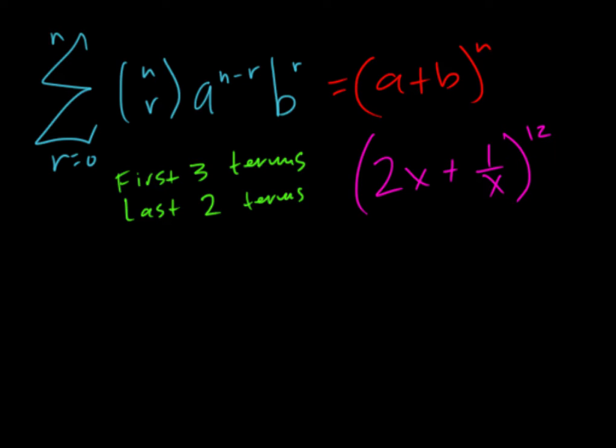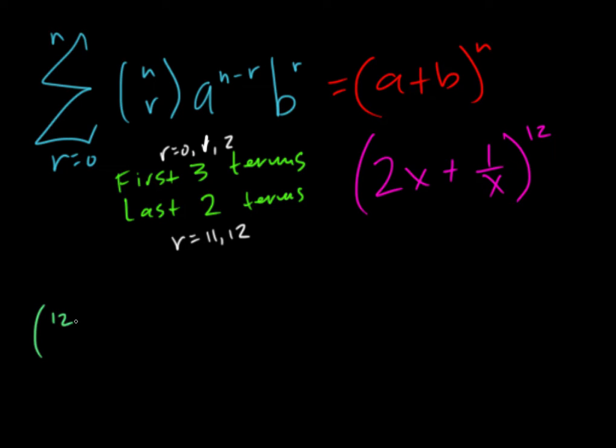Okay, so what we're going to do is just plug this in, and so the first three terms are going to correspond to r equals 0, 1, and 2, and the last two terms are going to be r equals 11 and 12. So we just plug it in. So we're going to plug in n. So n is just whatever the exponent is.